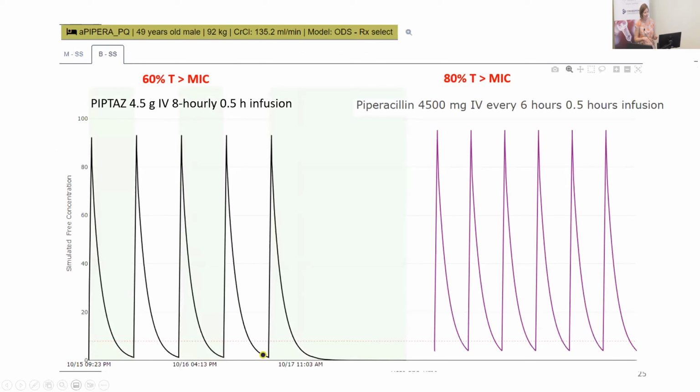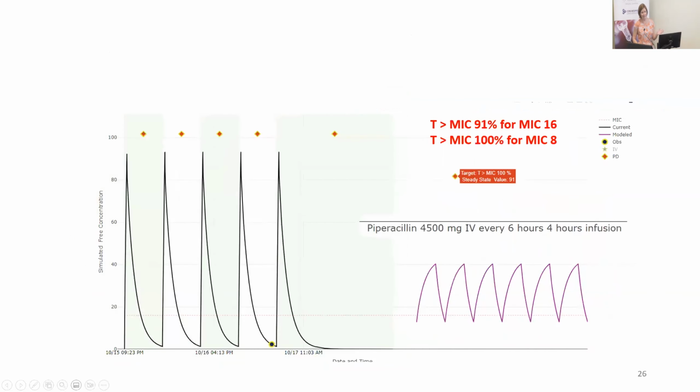interval. You can see that at 4.5 grams, 8 hourly with a 30-minute infusion, you're only above the MIC 60% of the time. Even increasing it to 6 hourly and keeping that 30-minute push, you're still only at 80% above the MIC. And this is for an MIC of 8, where in the next slide, I brought the MIC line up to 16, which is the cutoff for PIP-TAZ for Pseudomonas. And you can see that first graph is still at 4.5 grams, 6 hourly.